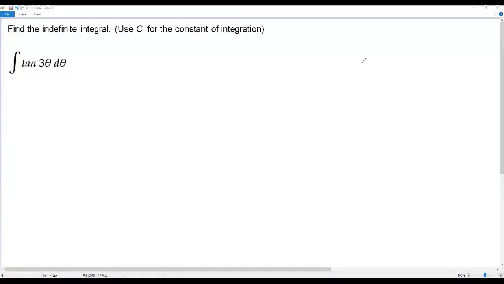Here we have an AP Calculus AB problem. Okay, let's go with the question. Find the indefinite integral. Use C for the constant of integration. Here we have the integral of tangent 3 theta times d theta.